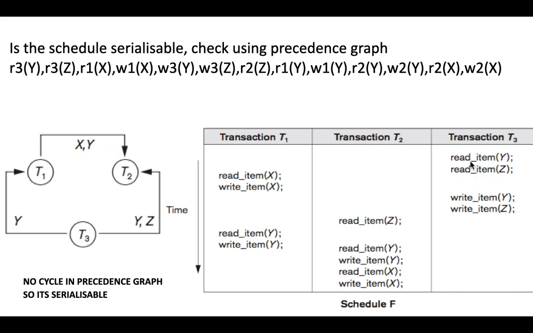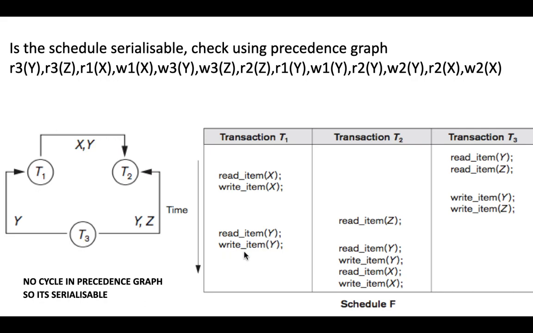In T1 we have write item y. So there would be an arrow from T3 to T1 based on y. T3 to T1, this edge is created and y is written. That's how this edge T3 to T1 came. Now next we were dealing with this read item y, right? So read item y we have dealt with.